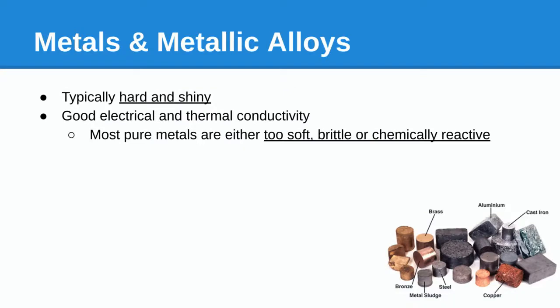Okay, metals and metallic alloys typically are hard and shiny, like some of the examples you see on the bottom right there. Typically, they're good electrical and thermal conductors, but most of these pure metals are not super desirable. They're either too soft, too brittle, or too chemically reactive. So oftentimes, instead of using a pure metal, we mix them together, and that's called a metallic alloy.